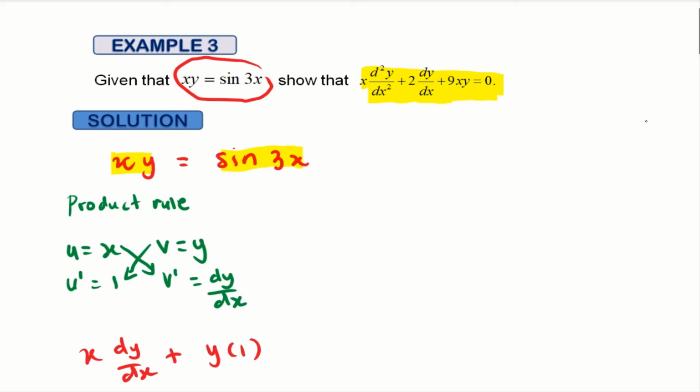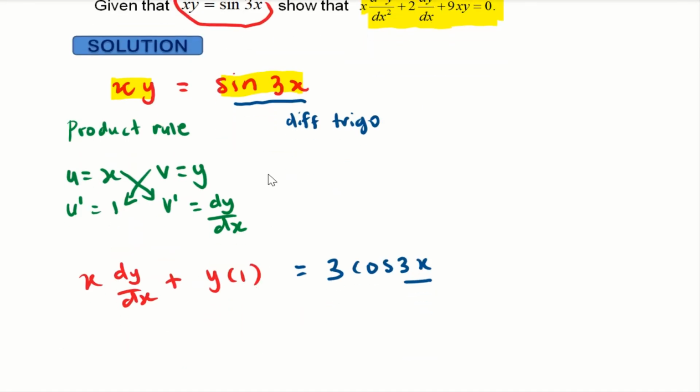And then on the right hand side, we have sine 3x. So this is differentiation of trigo. So differentiate sine, we get cos. So suppose sine 3x, we get cos 3x. And then we need to differentiate angle, which is 3x. So we get 3. So this is multiplied by 3. So finally we get complete differentiation here. First derivative, x dy dx plus y equals to 3 cos 3x. So ini baru first derivative.